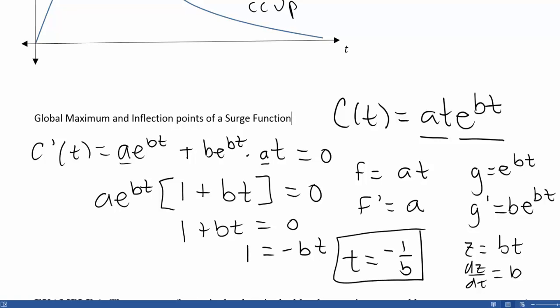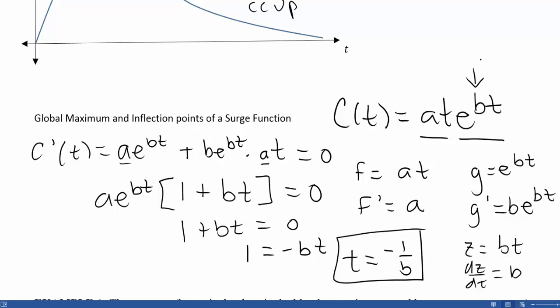So the global maximum of this function is going to happen at time negative 1 over b. That's really interesting because that means we can just take the power from our surge function and do -1 divided by that power, and that will tell us when the global maximum happens. Remember, global maximums and minimums are defined by their dependent value. So if we want to know what the actual concentration is at that point, we'd have to plug that value back into our concentration function to get the corresponding y value.